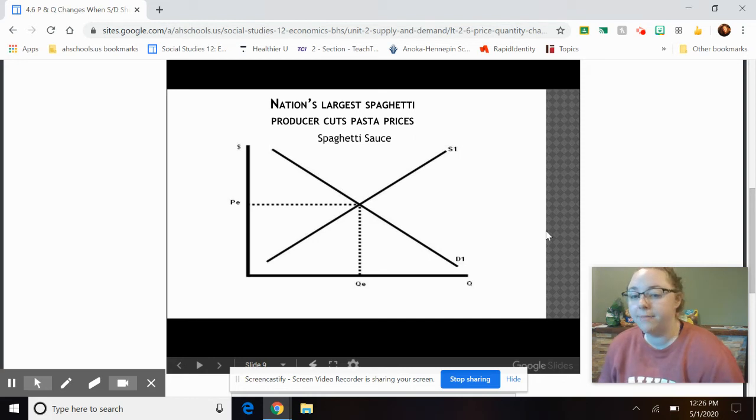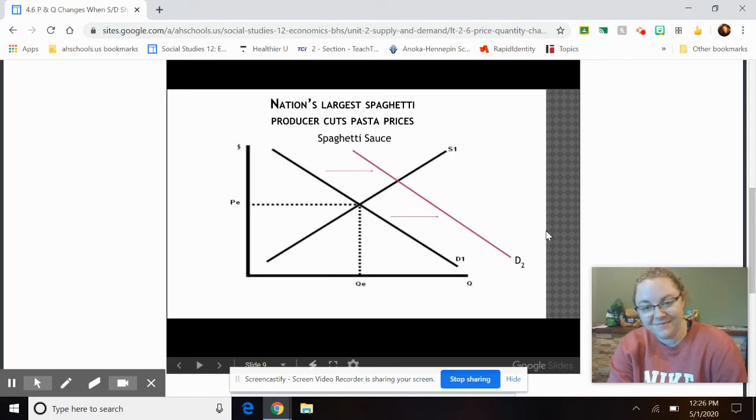If there's a cut in pasta prices, what is going to happen to the demand for sauce? Demand for pasta sauce is going to increase. If there's a cut in the price of pasta, then more people are going to demand it because it costs less money. So the spaghetti sauce would increase. So it would move to the right. And remember, when you're drawing this in your notebook, draw the line, draw D2 on there. Maybe draw the arrows going. You do you, okay? All right.